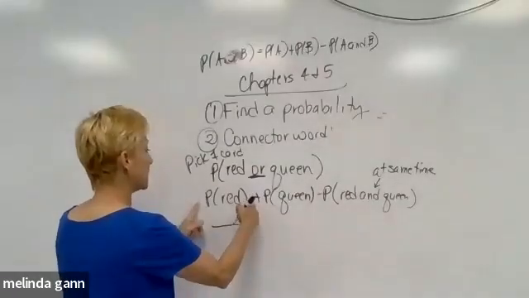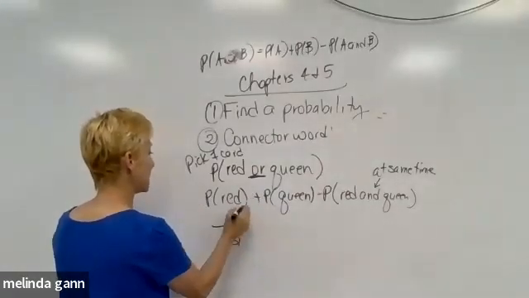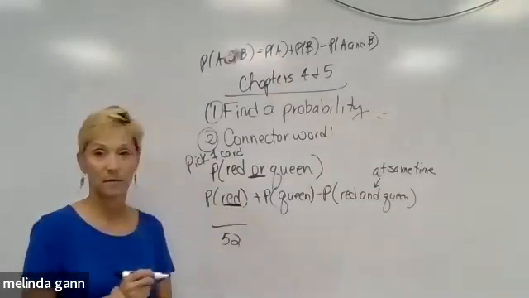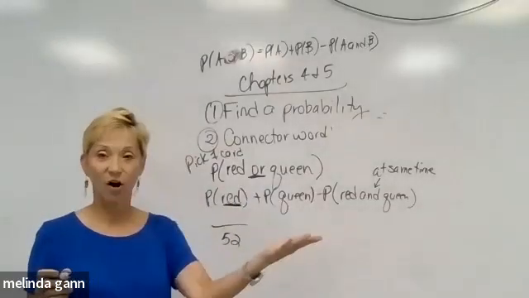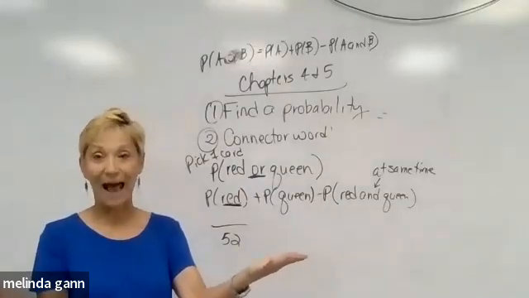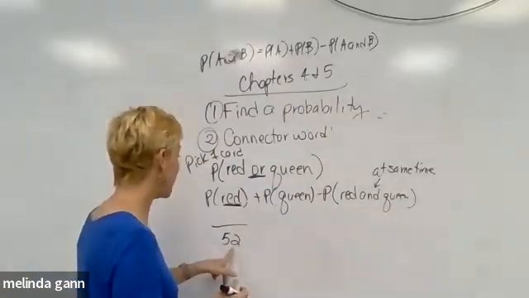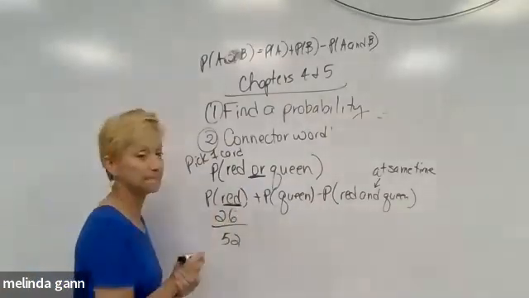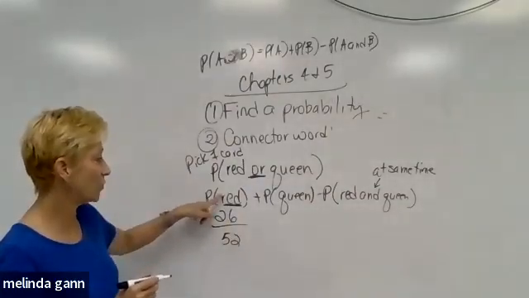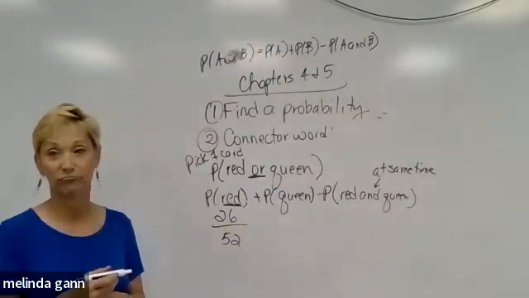So I'm doing the probability of red. Remember, my total goes on the bottom and this goes on top. Remember, half the cards are red and half the cards are black. So if I half that 52, I'm going to get 26. So there are 26 red cards out of the 52.